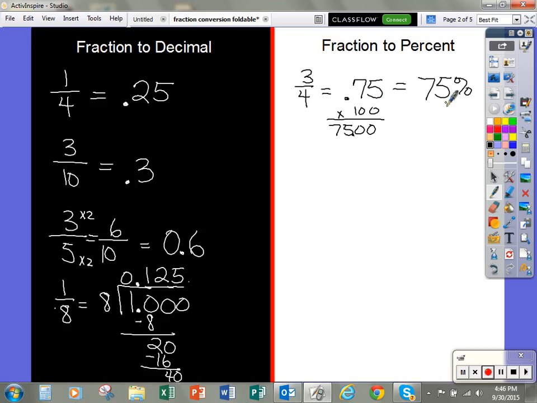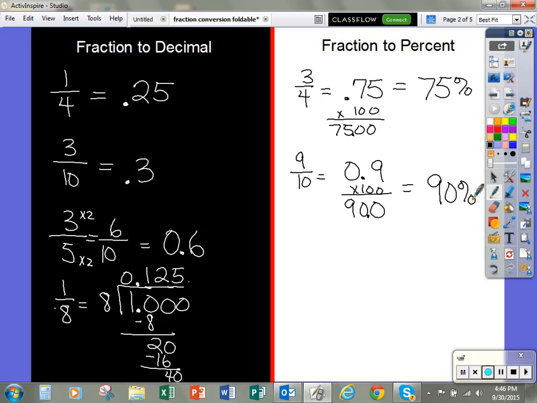Let's do a couple more examples. Let's try 9/10. Well, that would be written 0.9. I'll multiply that by 100 because there's 100%. So you get 90.0, counting over 1. And 9/10 would equal 90%.